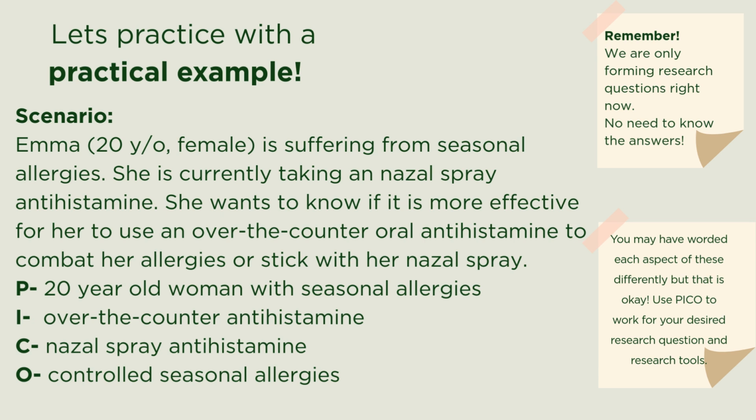Let's pinpoint keywords for each piece of PICO. Our P is a 20-year-old woman with seasonal allergies. Our I is the over-the-counter oral antihistamine. C is the nasal spray antihistamine. And finally, O is controlled seasonal allergies.